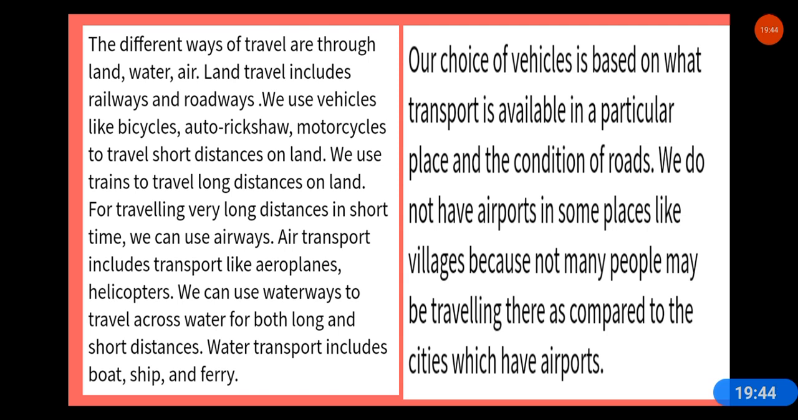Right, next topic. Different types of transport. Our choice of vehicle is based on what transport is available in a particular place and condition of roads, right? So our choice of vehicles depends upon the particular place and condition of the road. We do not have airports in some places like villages, because not many people may be traveling there as compared to the cities which have airports, right?